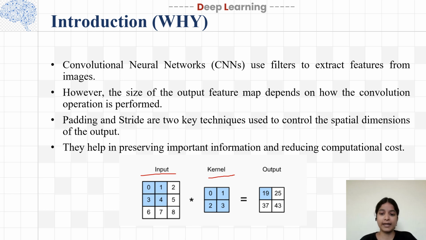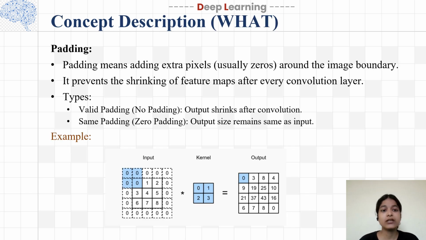So padding and stride play an important role in this. Padding and stride help to decide the size of the output images. Let's see what exactly padding is. Padding means adding extra pixels around the image boundary. It prevents shrinking the feature maps after every convolutional layer.